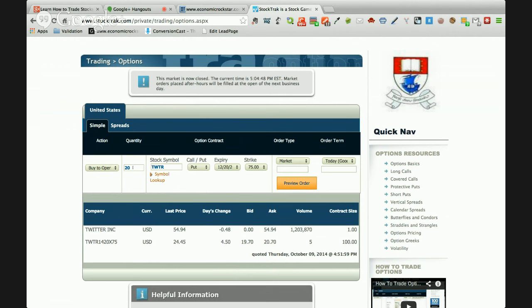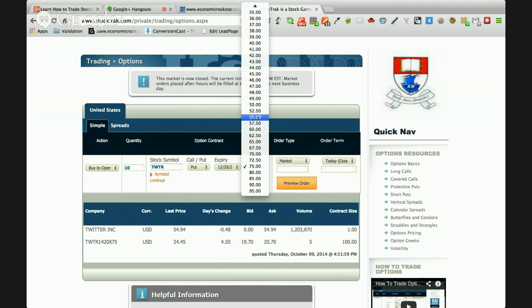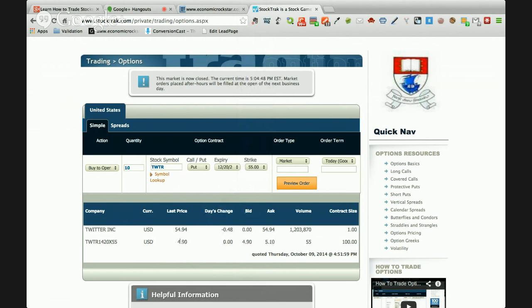So, again, we'll go back to buying a put option, 10 contracts at a strike of 55, which is close enough to the current stock price. You will see the price is $4.90, as opposed to, I think it was, $5.45 for the call option. So you see there are some similarities between the call and the put price when the strike price is close enough to the current spot price for Twitter.